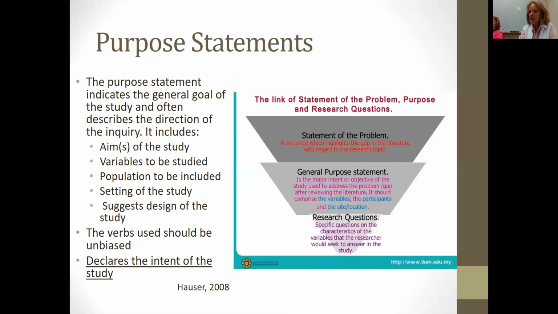The intent of your study should be pretty clear by this point. As you can see from the upside down pyramid, you start with the statement of the problem, then your general purpose statement that comes up with your aims, and then the specific research question. And from the research question, if it's an experimental design, we should be able to then specifically state the hypothesis. You guys have anything you want to add?